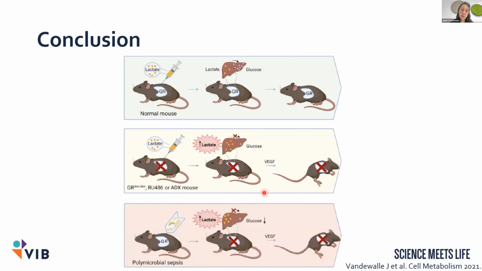And this is actually what we also observe in our sepsis model. When we introduce sepsis, the GR becomes dysfunctional. There is glucocorticoid resistance. This, together with the high lactate production, leads to a reduced clearance of lactate, so very high lactate levels, which will then lead to VEGF production, vascular permeability, hypotension, and death. So according to us, the real key targets for sepsis are the glucocorticoid resistance or the hyperlactatemia that is observed in the CLP model.